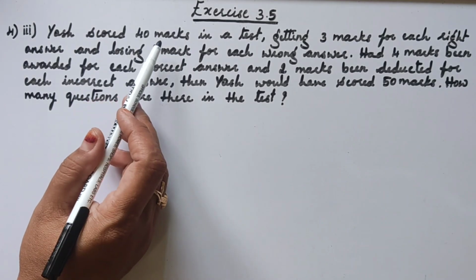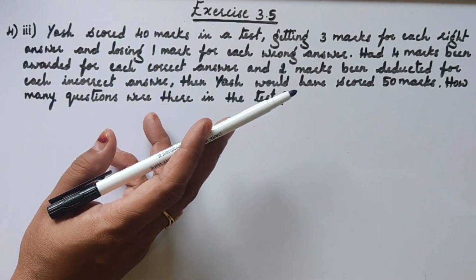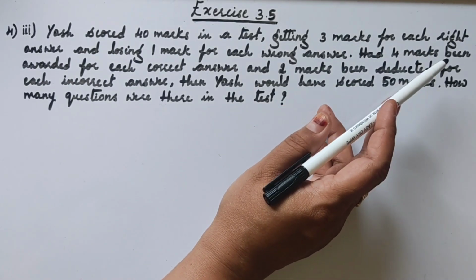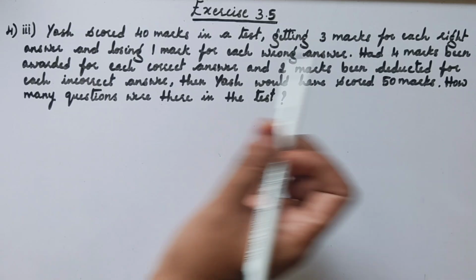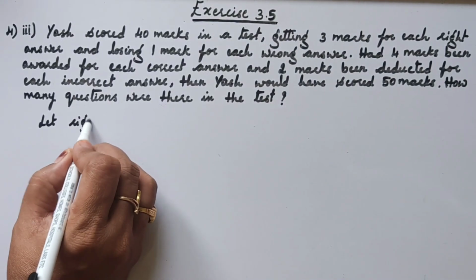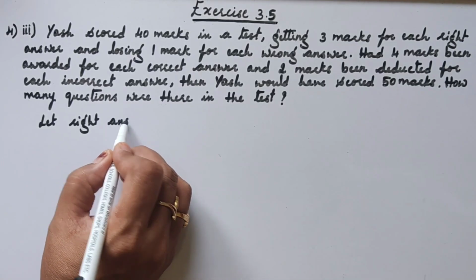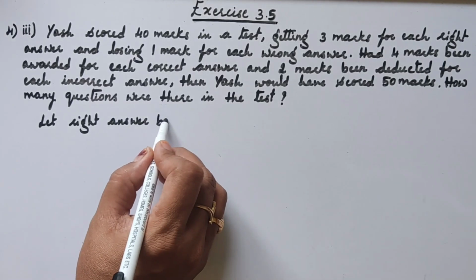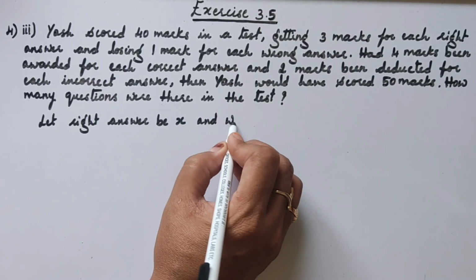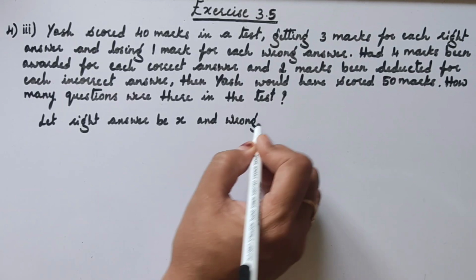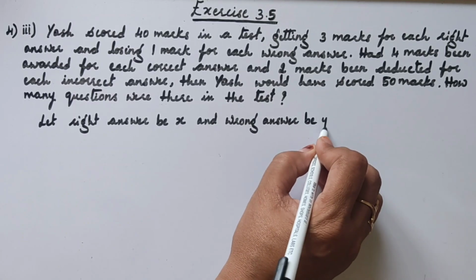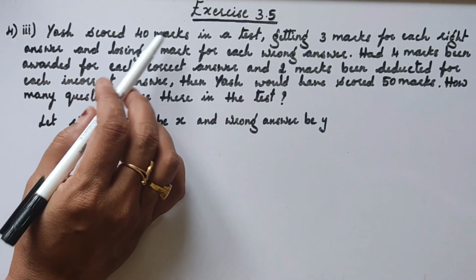Ash scored 40 marks in the test. How many marks has he scored? 40 marks. Getting 3 marks for each right answer. For each right answer, I can just say, let the right answer be x and wrong answer be y. Okay, now Ash has secured 40 marks.